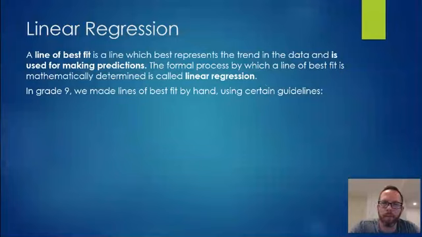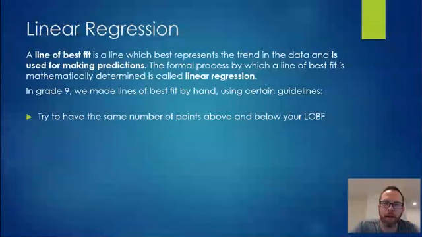9, is a line which best represents the trend in data. And we use it for making predictions. The formal process by which a line of best fit is made mathematically is called linear regression. So in grade 9, here's how generally you guys performed linear regressions.